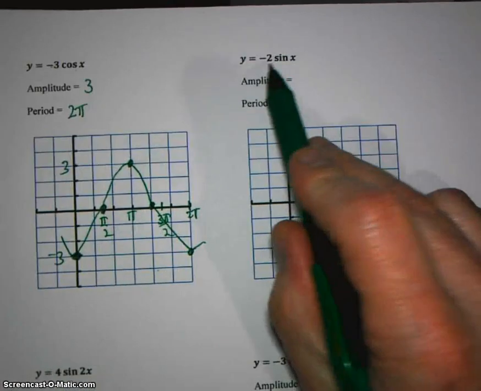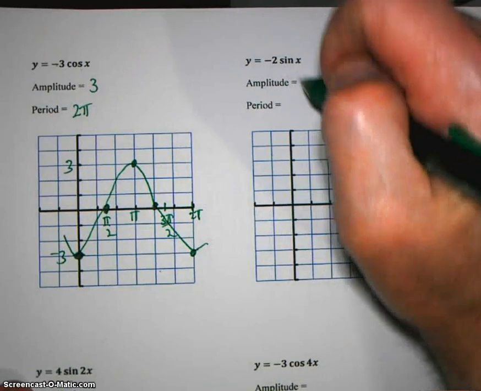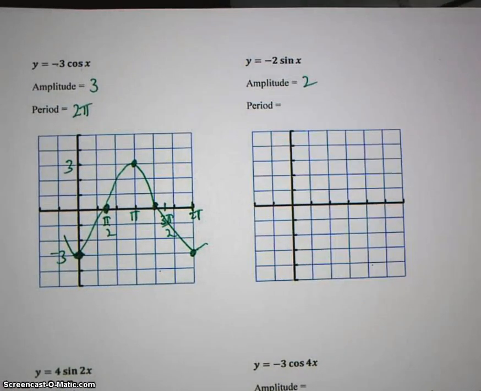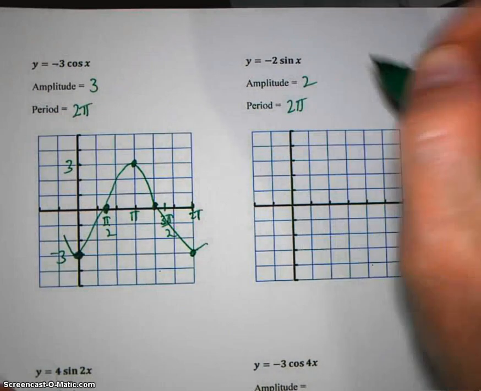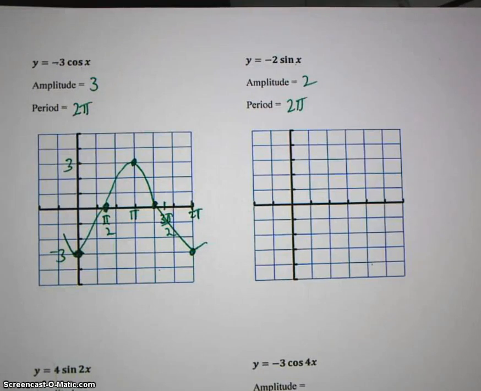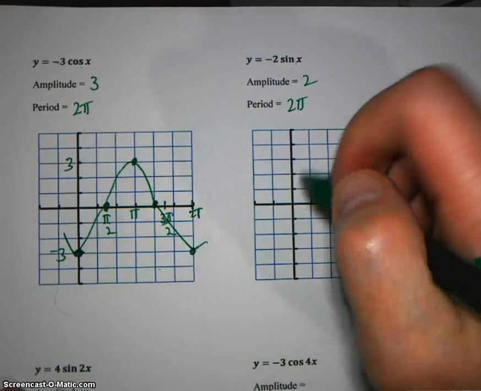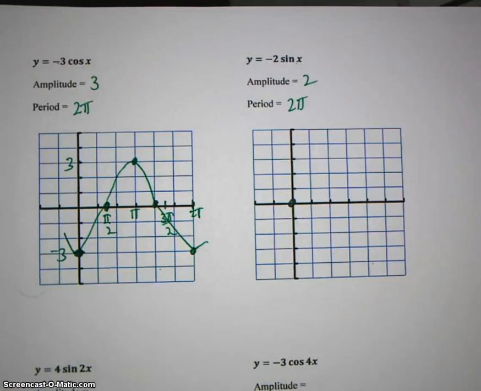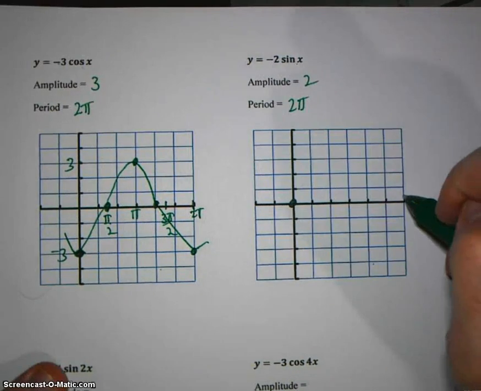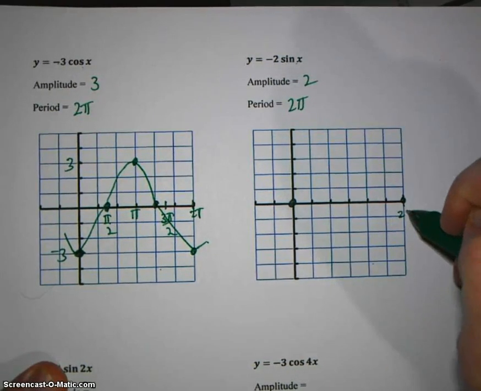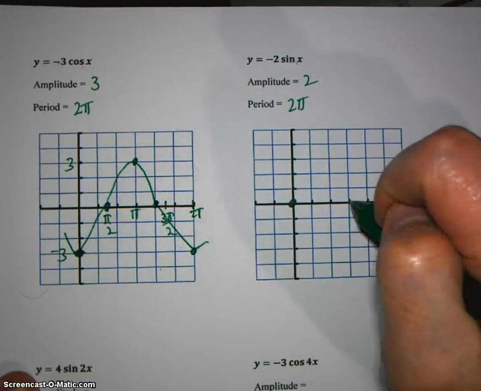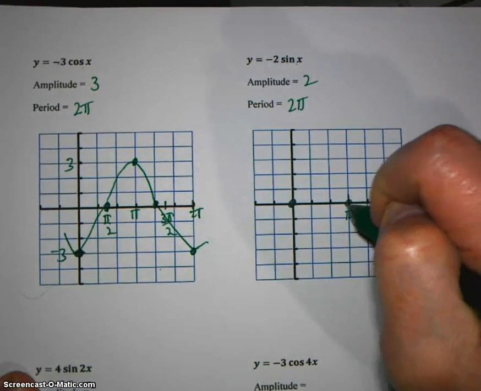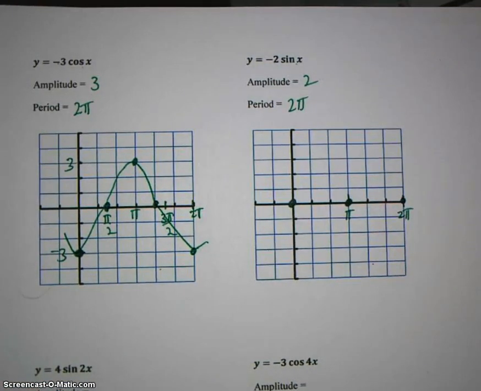All right, the negative 2 on the sine, amplitude is still 2. Amplitude is a positive number. And my period is still 2 pi because there's no number right there. Sine graph starts on the axis, so it starts at 0, 0. Ends on the axis at 2 pi. In the middle, at pi, it's on the axis.